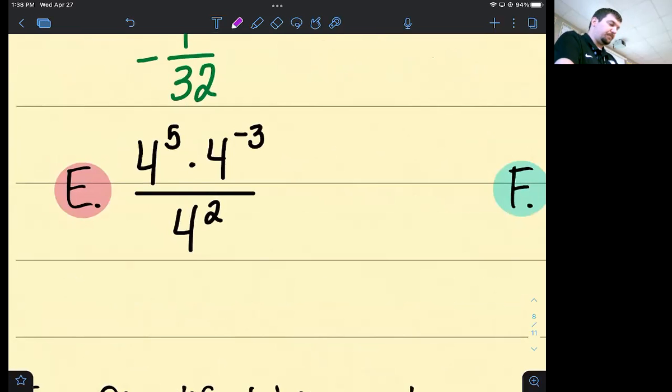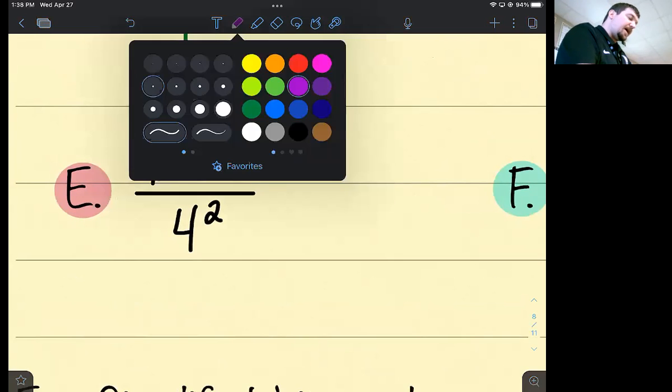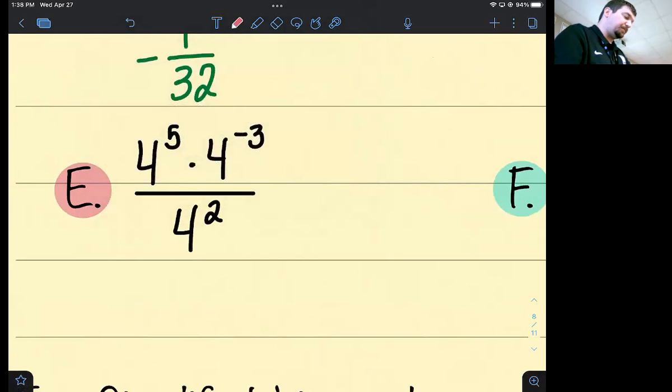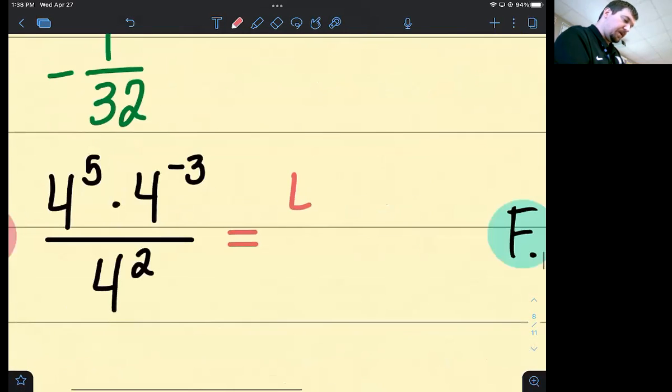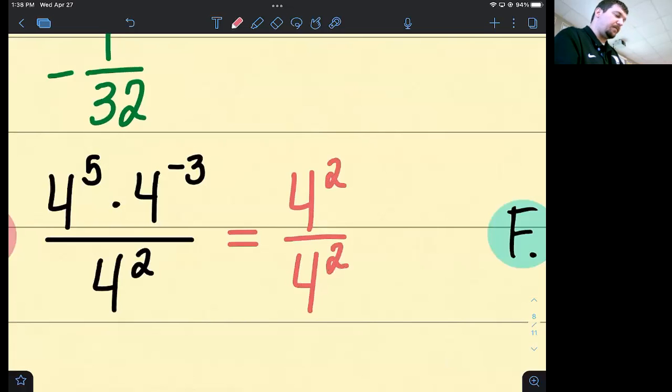Example E. Again, I could multiply across the top. I could simplify top and bottom, reduce or cancel, however you want to say it. There's a lot of different ways I could do this one. If you did multiply across the top, 4 to the 5th times 4 to the -3rd, you would add those exponents. Jace, what would you get when you add the 5 with the -3? Okay. So on top, we get 4 to the power of 2. On bottom, it's already 4 squared.